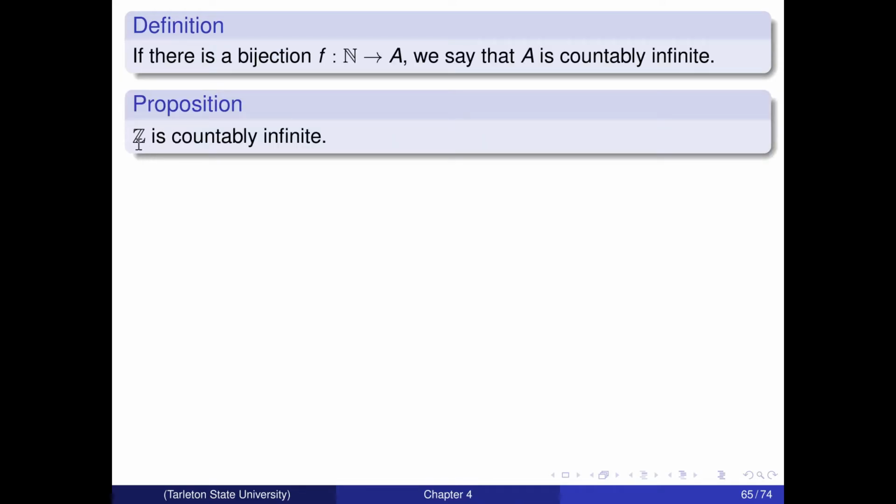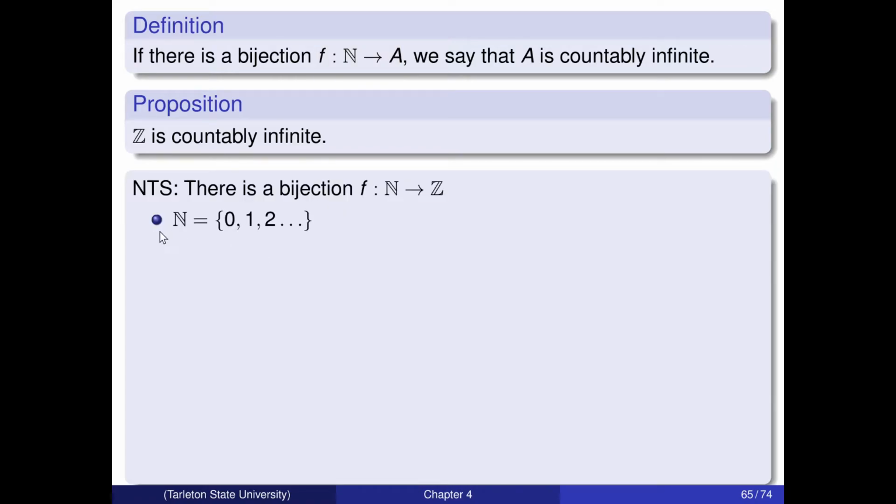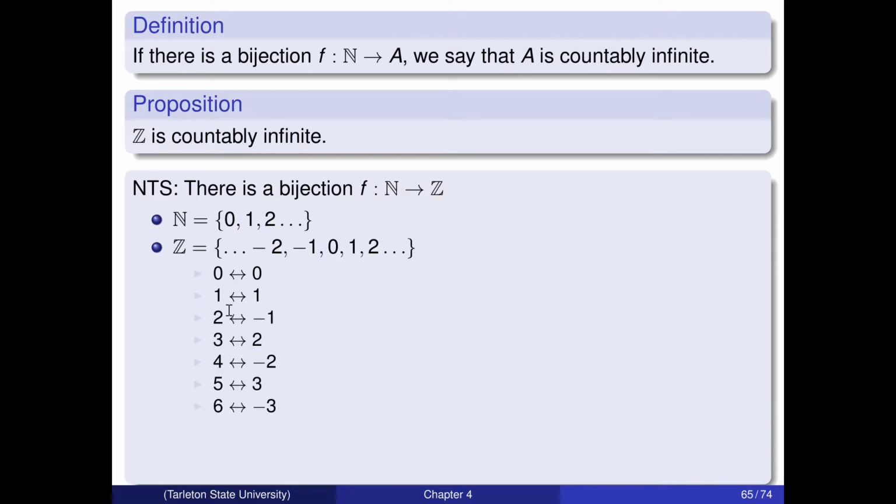Okay, so here's our proposition. We want to say that the integers is countably infinite. Now again, that's going to be true if there's a bijection from the naturals to the set that we're considering, which again is the integers here. So what would that look like? Well, this is the set of natural numbers, and this is the set of integers, and we want to show a bijection between them. Well, we've seen before that a bijection is a one-to-one correspondence. So here I'm writing out a one-to-one correspondence.